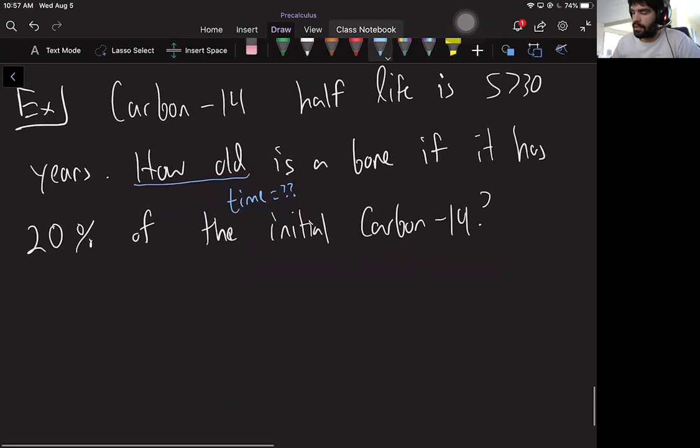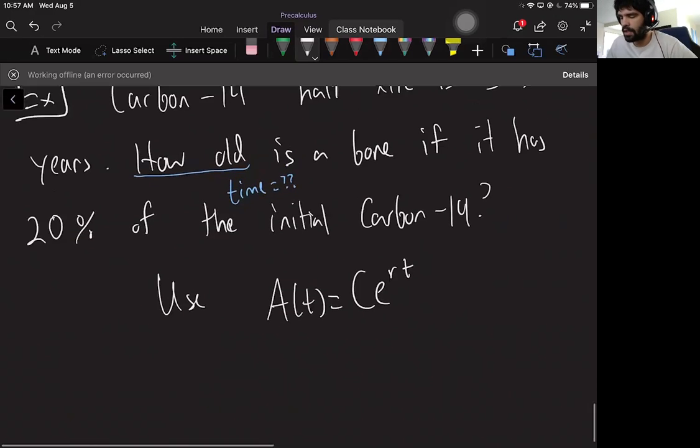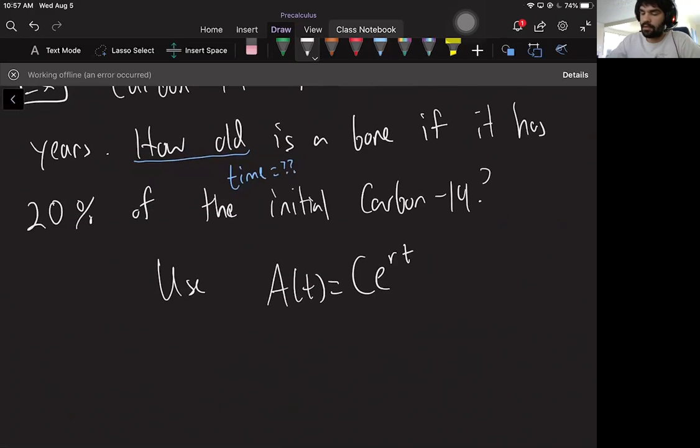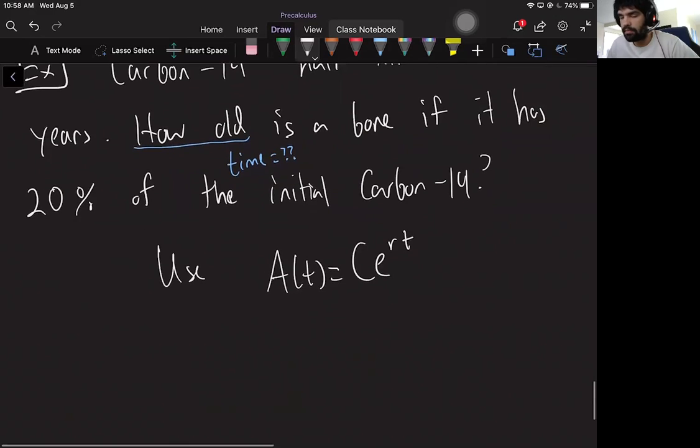But the main thing is that because it is a radioactive isotope and we're talking about half-life, we're going to be using this same equation to model how much is left after whatever time you want to plug in. So this tells you how much is left as long as you know R and C, which we don't yet, but maybe we'll get them.